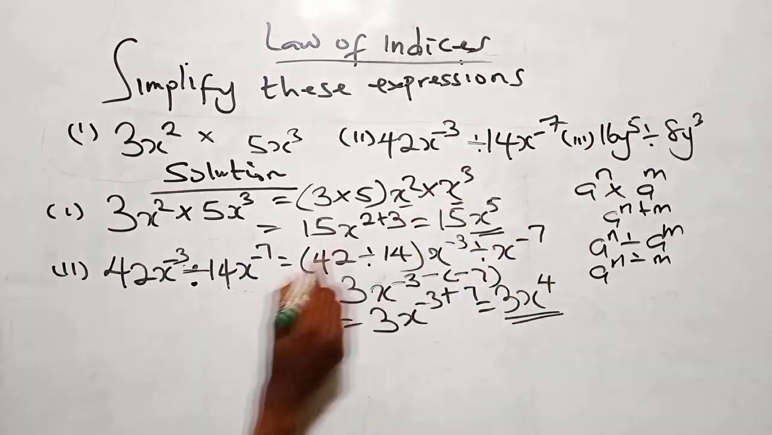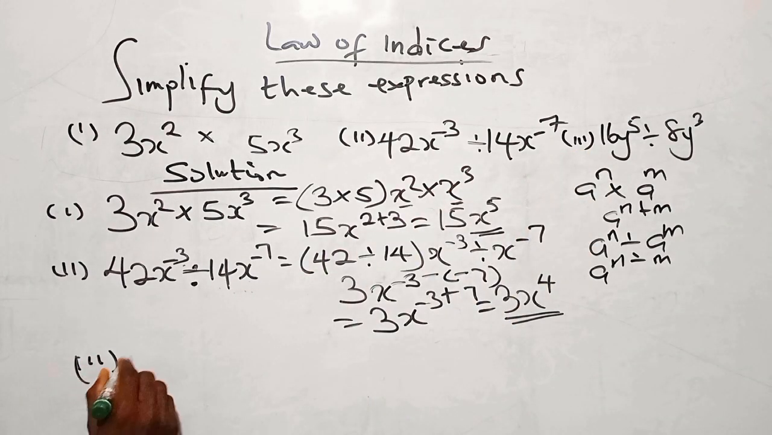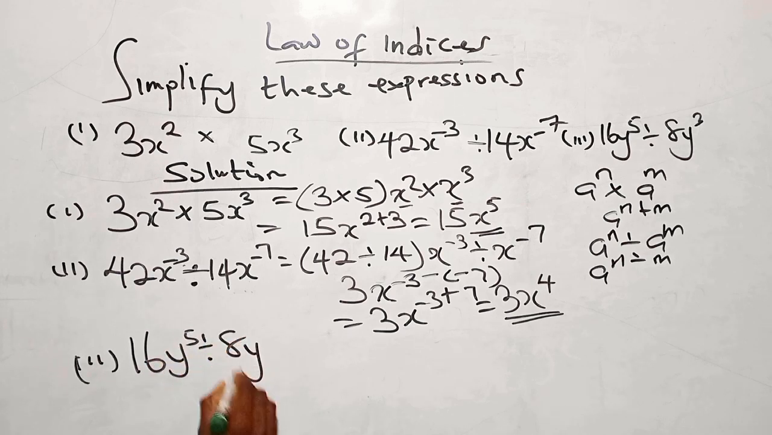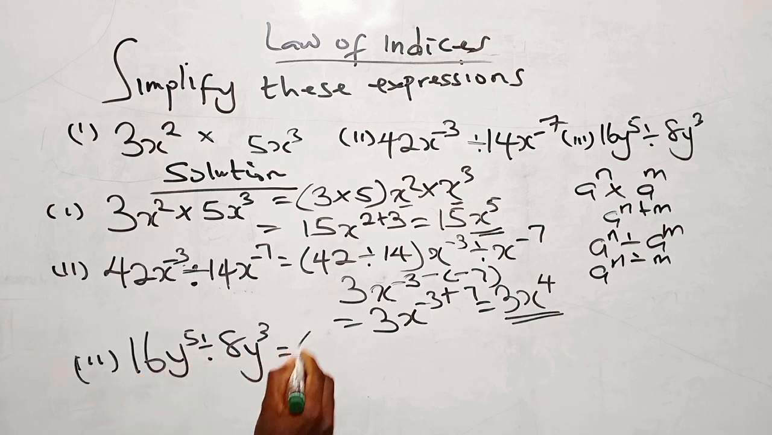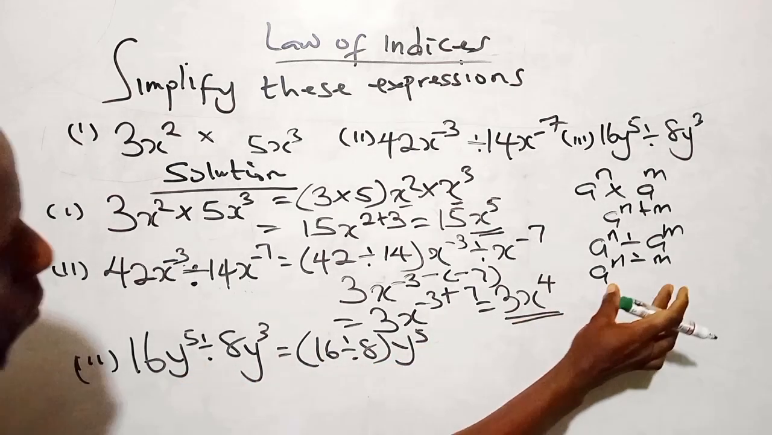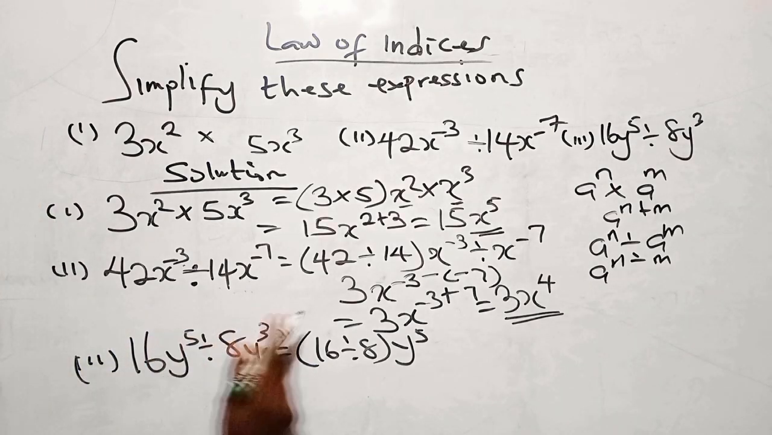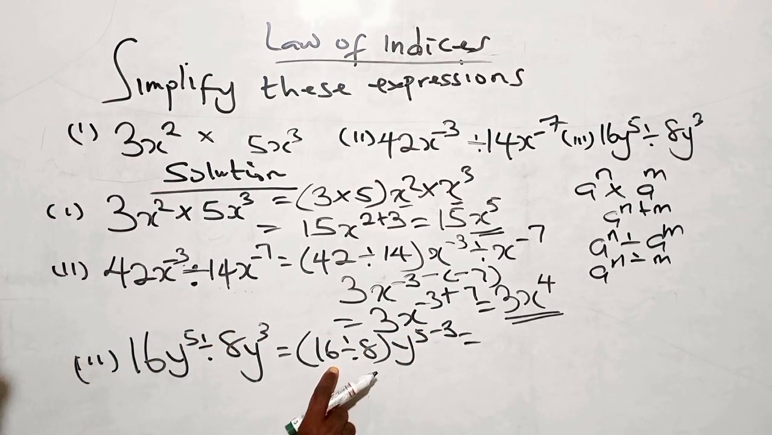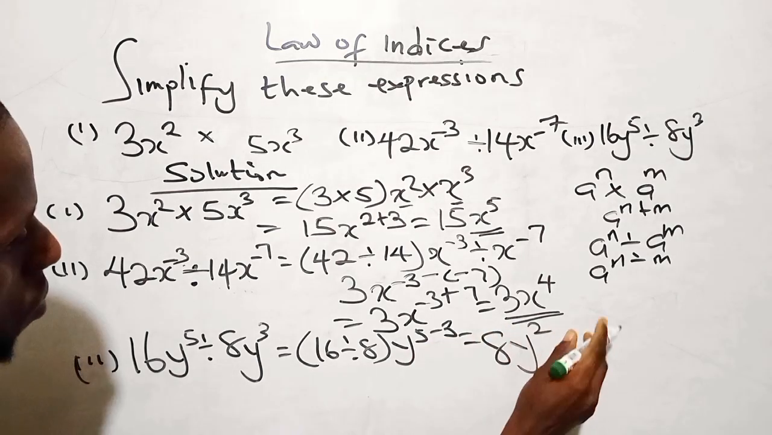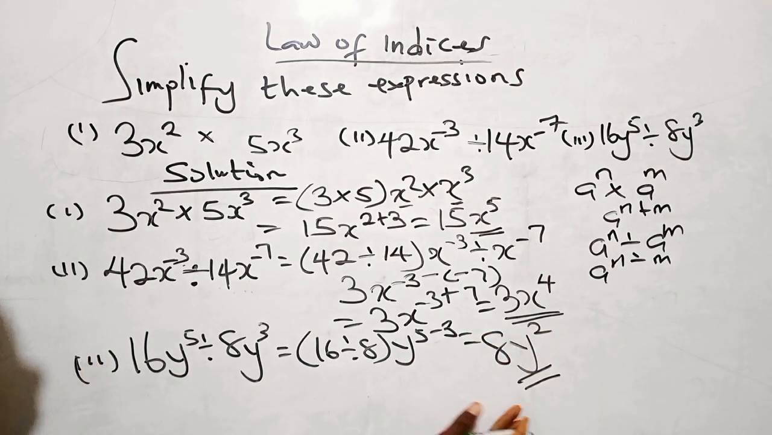For the third one, we have 16y raised to power 5 divided by 8y raised to power 3. Let's take care of the coefficients. We have 16 divided by 8. Now let's focus on the letters. We have y raised to power 5. Since we have division of the same base, we subtract the power, so we have 5 minus 3. 16 divided by 8 is 2, and 5 minus 3 gives y raised to power 2.